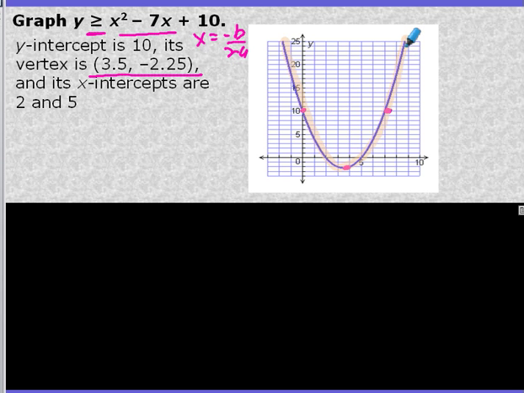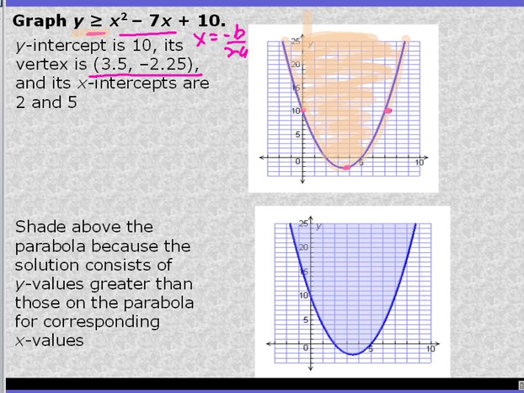It says y is greater than that quadratic function, so we want to go above the graph. So above the graph is going to be here. And if you look at y, you can see this is where y is going to be bigger and bigger. So since y is greater than this, we want this part of the graph to be shaded. And as I've shown you, if y were less than, we would shade underneath here.